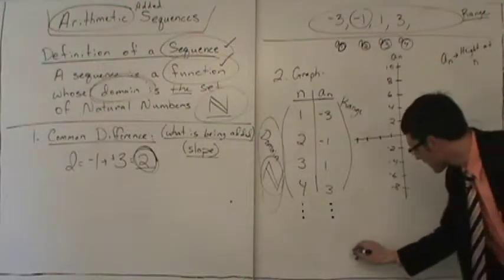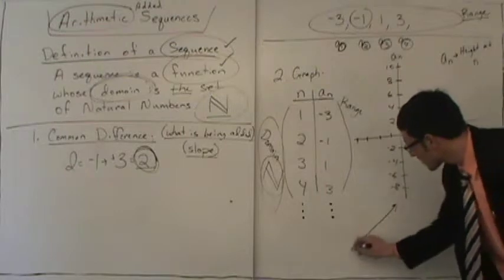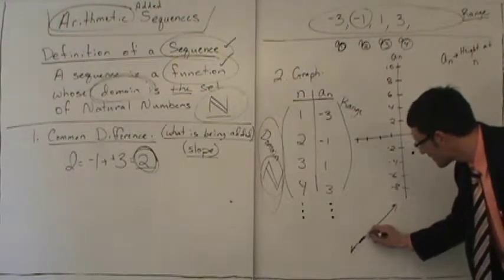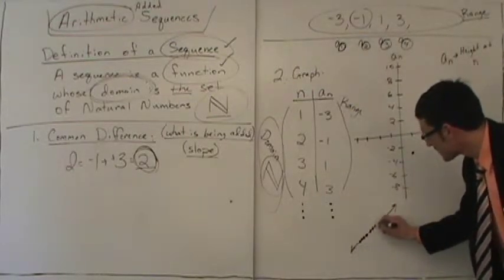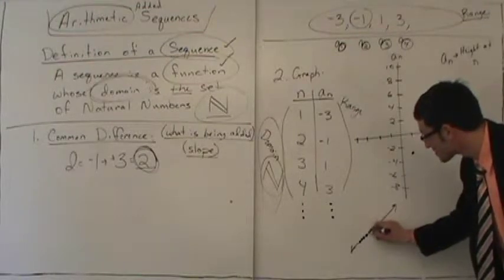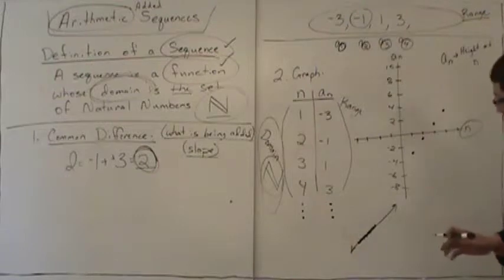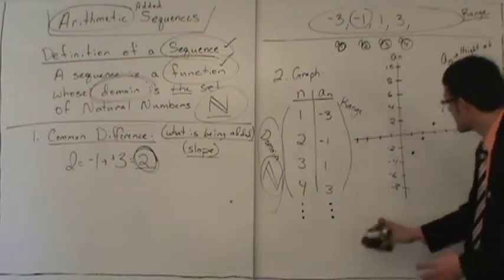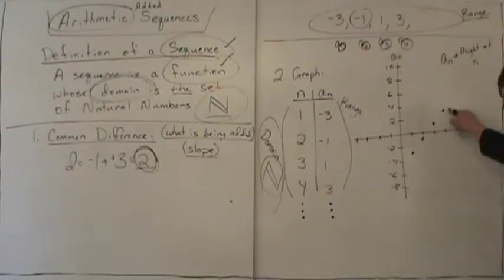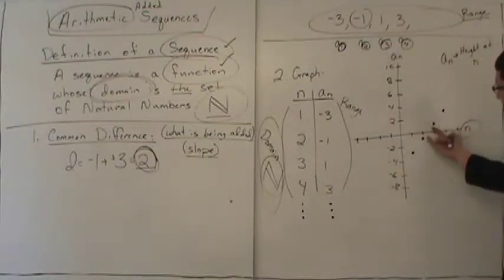When you graph a line, how many points are you graphing? You're graphing infinitely many points, stacked infinitely close together. We've talked about this. Is a sequence a set of infinite points? Yes. But are the points stacked infinitely close together?